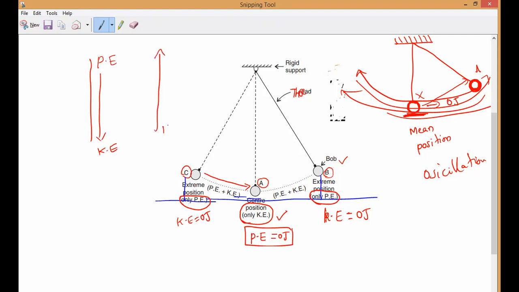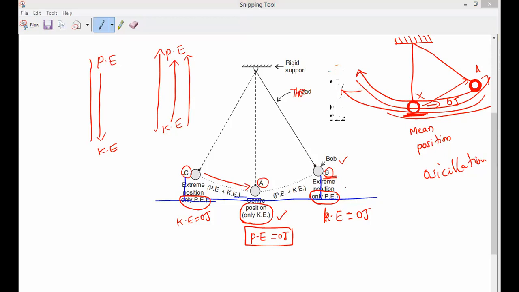Like so, kinetic energy is converting into which energy? Maximum potential energy. But in the process, slowly the kinetic energy is converting into potential energy. So once the ball reaches the extreme position, which energy will it have? Only potential energy. The kinetic energy will become zero.